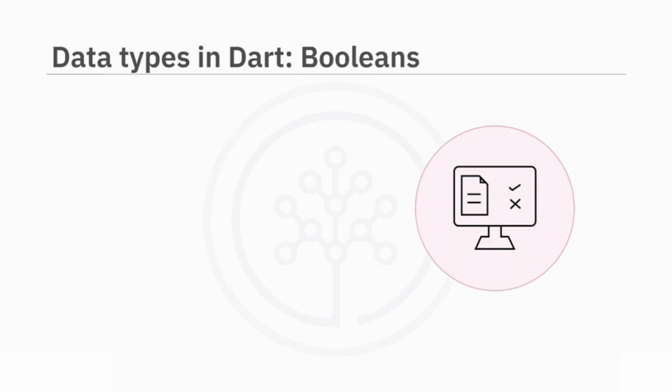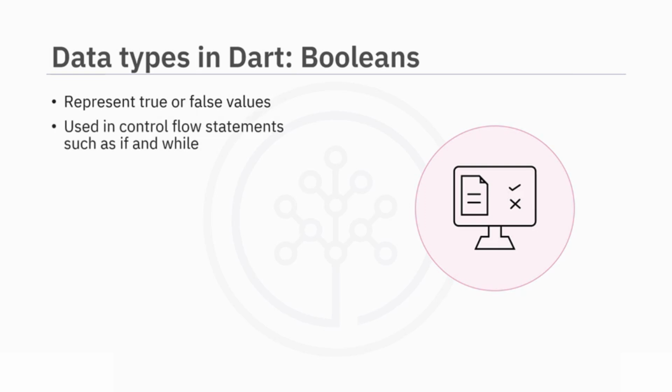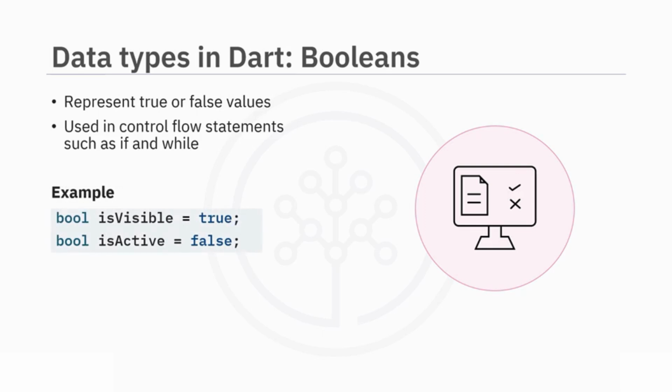Another data type in Dart is Booleans, representing true or false values. You can use Booleans in control flow statements such as if and while. This code snippet illustrates the use of Booleans.